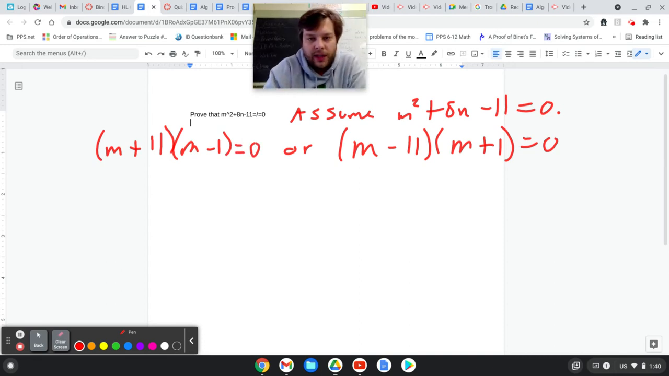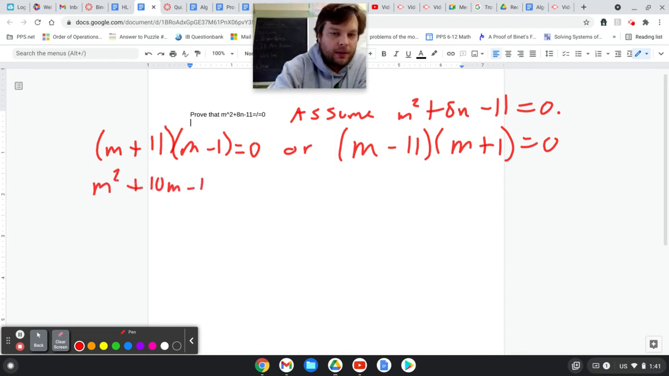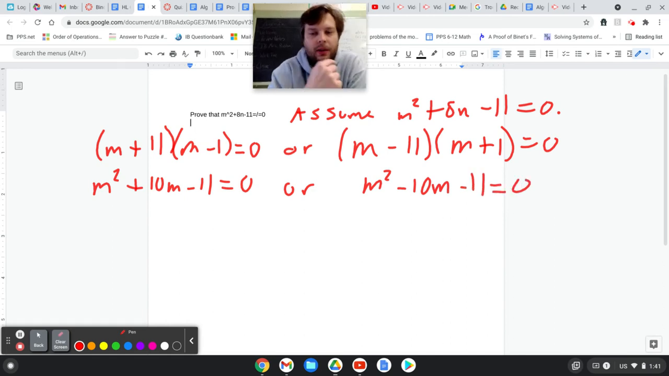Those are the two ways that you can factor it over the integers, because you're going to need to find the factors of 11, which is a prime number. And so you really only have these two possibilities. And in either case, what this comes out to be is m squared plus 10m minus 11 equals 0, or m squared minus 10m minus 11 equals 0.